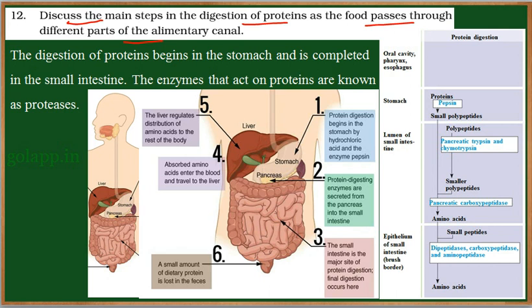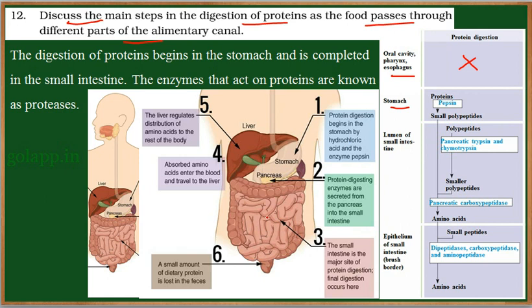So here we can see the oral cavity, pharynx, and esophagus. In these three regions, protein digestion does not take place. The digestion of protein occurs in the stomach. Once the food enters the stomach, the initial digestion occurs. Partially the protein will be digested, that means it will be broken from a polypeptide into small peptides.